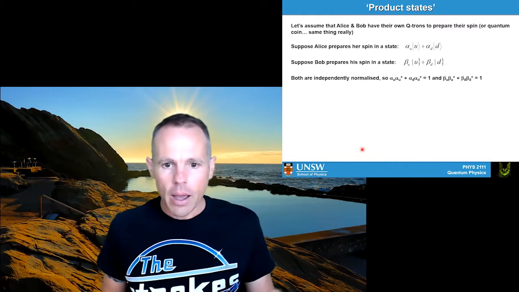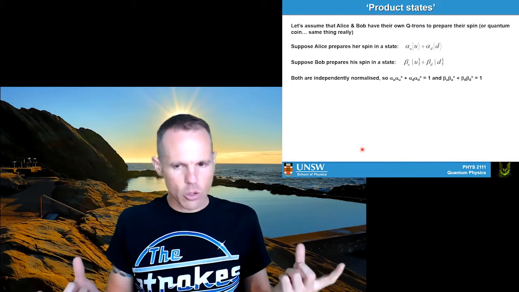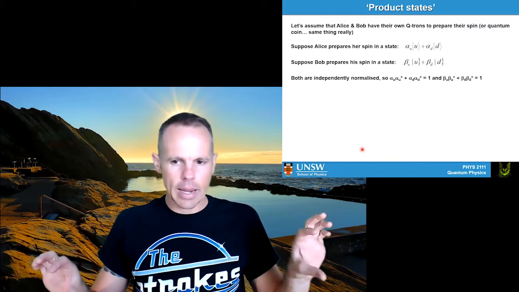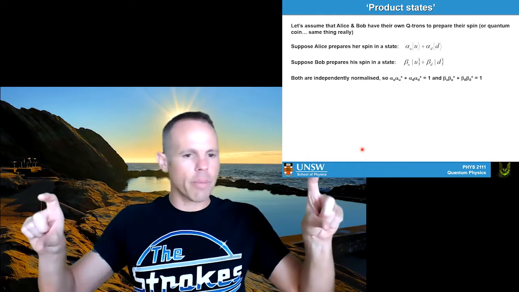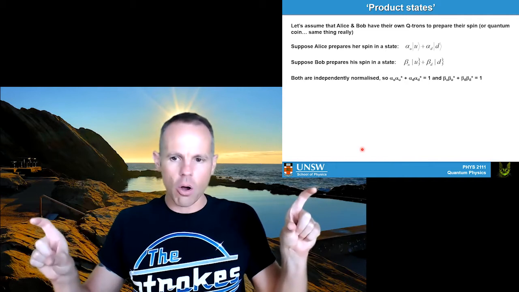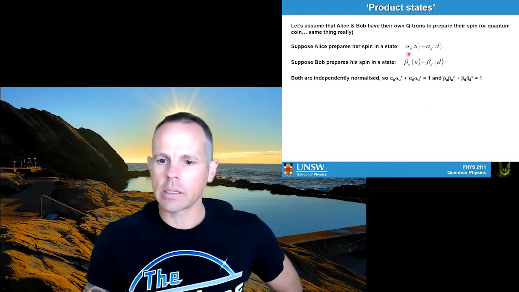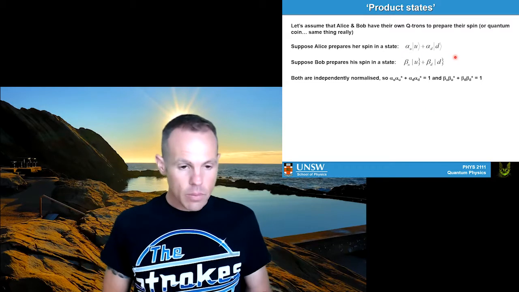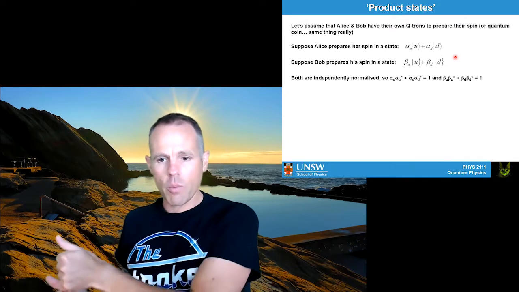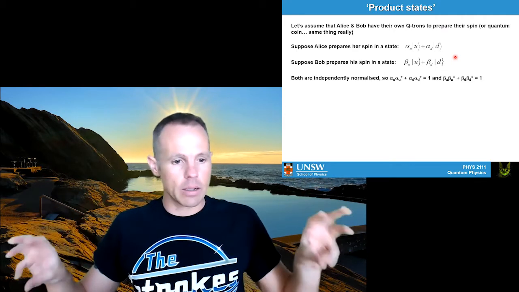So we don't need Charlie. Let's assume that Alice and Bob have their own qtrons, and they can set up their own initial spin state. You could get them to set them both to up, but what we're going to do is get them to set both to some superposition of up and down, okay? So Alice's spin will be in some mixture of up and down, and Bob's spin will be in some mixture of up and down for his spin. And then those 2 states will be independently normalized.